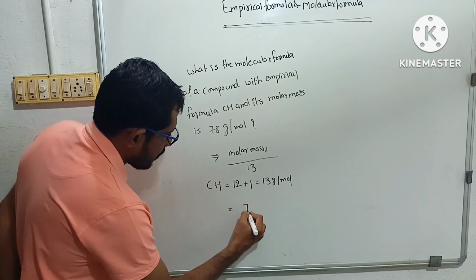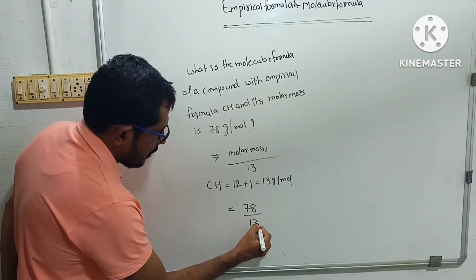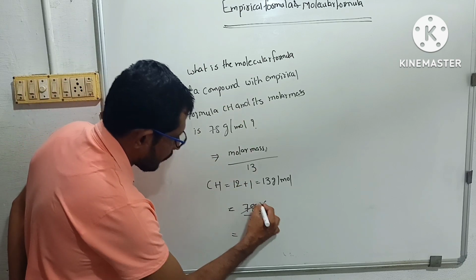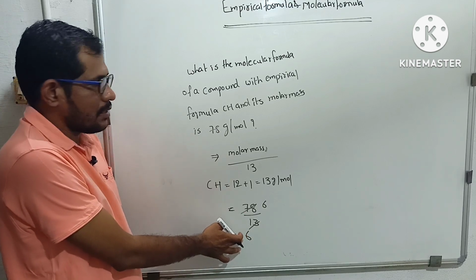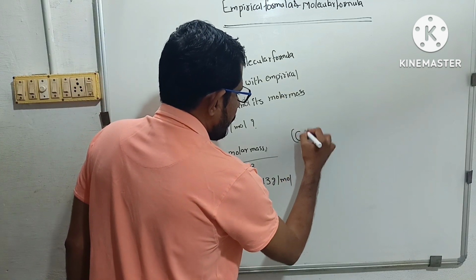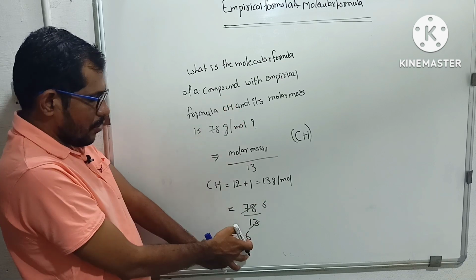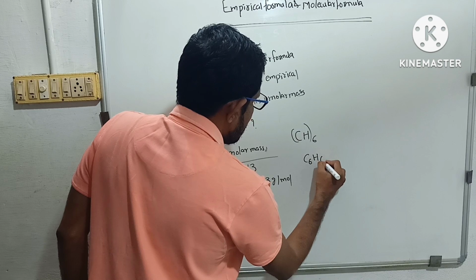Finally, take 78, which is the molar mass, and 13, which we have calculated from the empirical formula. So we will get 6. This is the ratio. Then multiply the empirical formula CH by this number, and you will get C6H6.